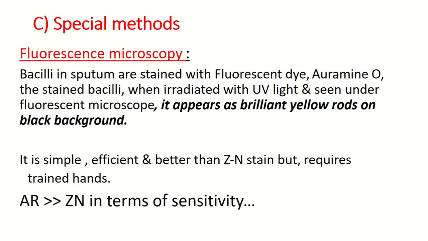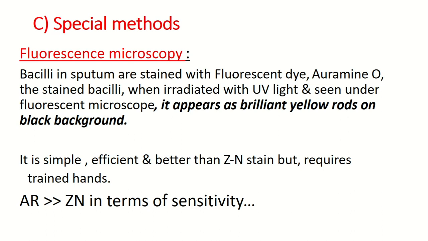So the bacilli in the sputum are stained with a fluorescent dye like auramine or rhodamine, and then you irradiate with UV light and see under a fluorescent microscope. They appear as brilliant yellow rods on a black background. Here in the Zn stain you will find a blue background and pink bacilli. In immunofluorescence you will find a black background and yellow rods, that is, yellow bacilli.